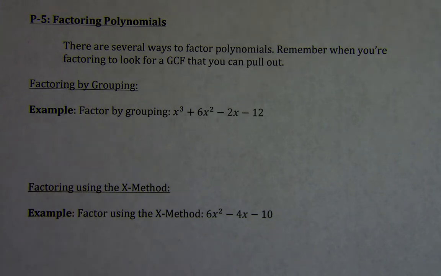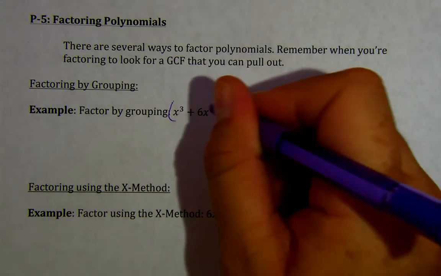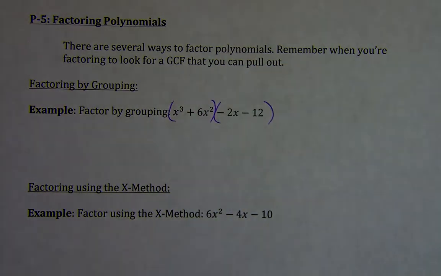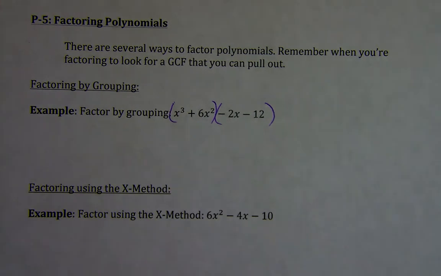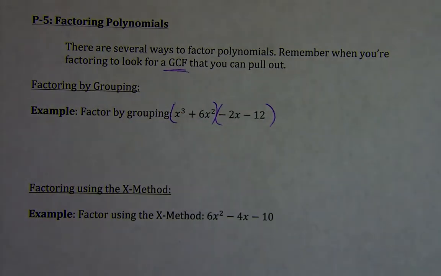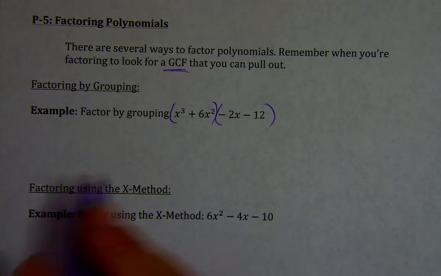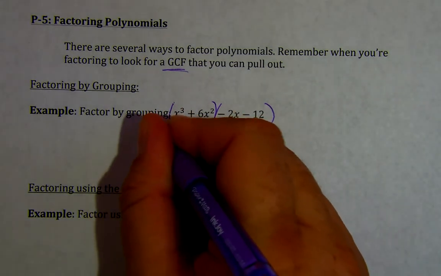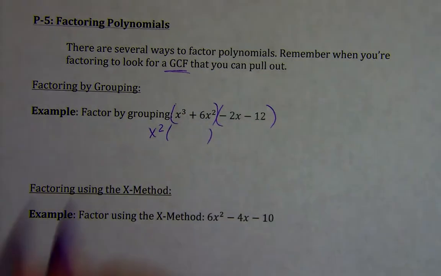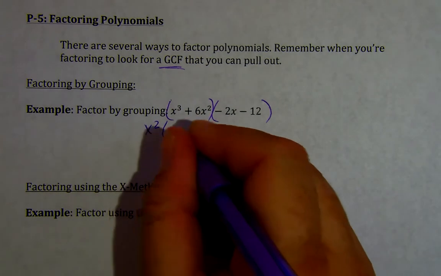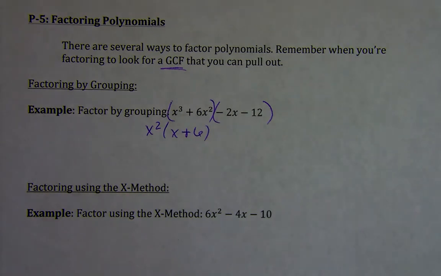So let's look at the first type of factoring, factoring by grouping. And that's exactly what it sounds like. We're going to group terms together and factor them. So looking at these two terms here, we want to pull out the greatest common factor. Like it says up here, what you always want to do is look for a GCF and pull it out. Our greatest common factor is going to be x squared, and what we have remaining in that little factor here is going to be x plus 6.